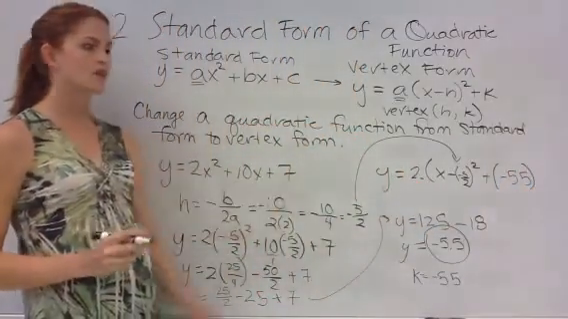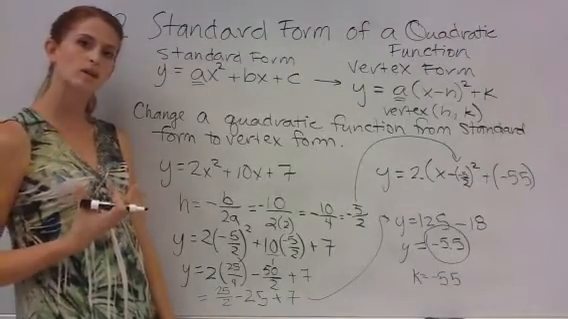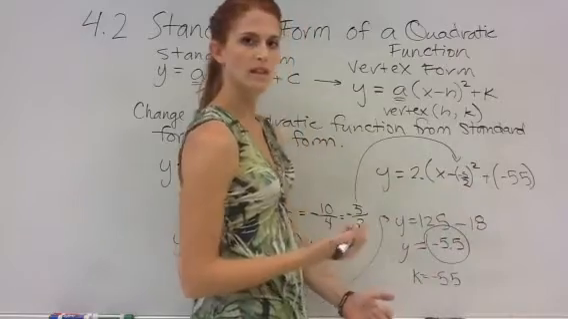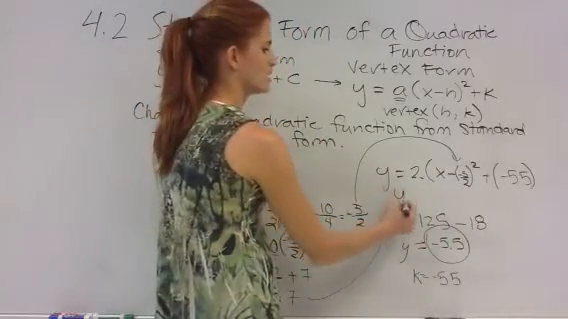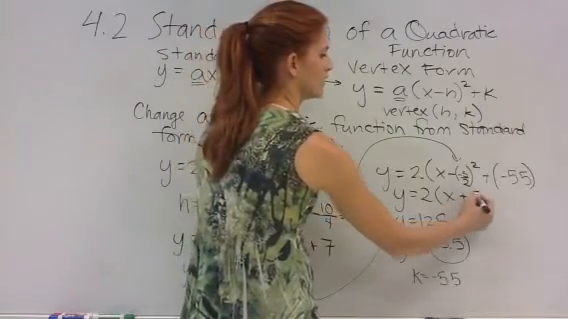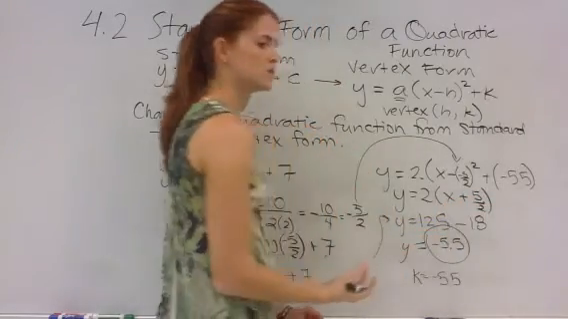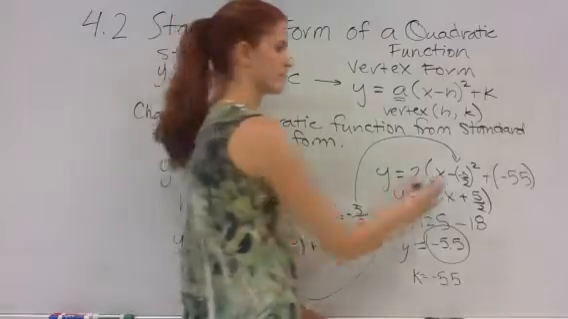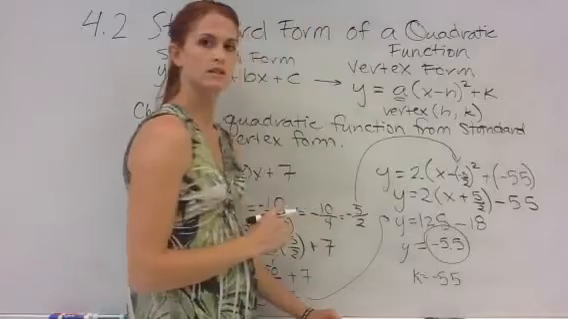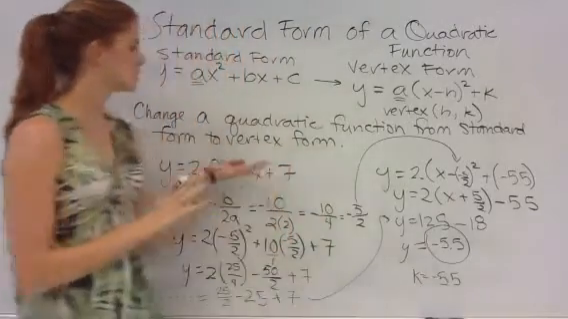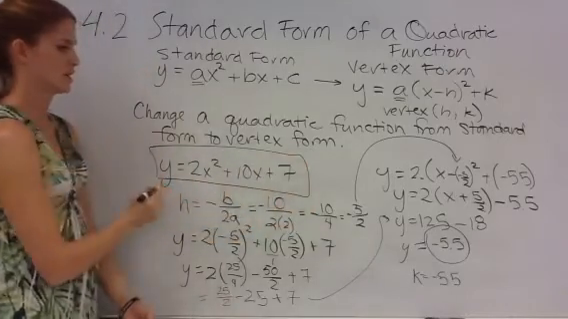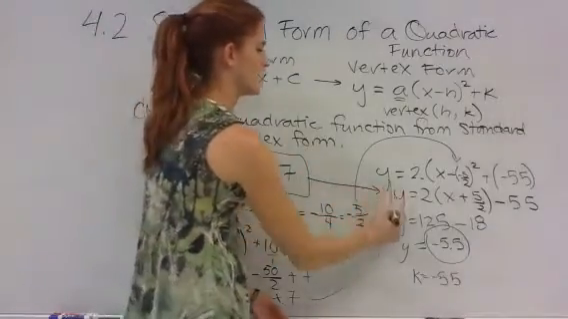So now I have everything filled in vertex form like I want. All I need to do is simplify because I don't like having two signs next to each other. So this is just going to become y equaling 2, x plus 5 halves, or you could write 2.5, minus 5.5. So now we've taken our quadratic from standard form and we've turned it into vertex form.